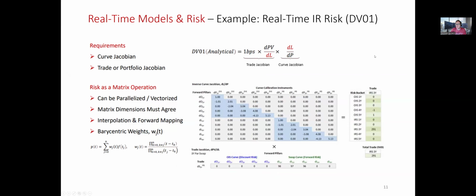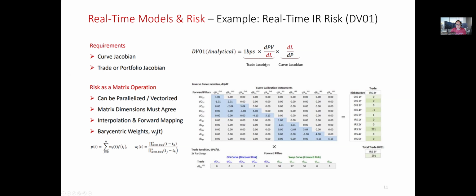Now for risk calculations, the Jacobian can be used here too. So the requirements are, you need a curve Jacobian, which we've discussed, and a trade portfolio Jacobian, which we're going to discuss shortly in our case study. And you multiply these two things together, and you'll get your risk. So in this example, for interest rate risk, we're looking at the DV01, and this is the risk of 1 basis point movements in forward rates and discount factors combined.